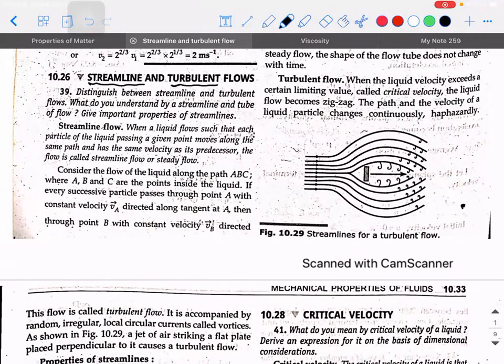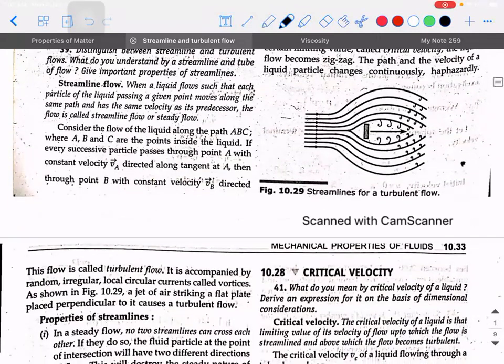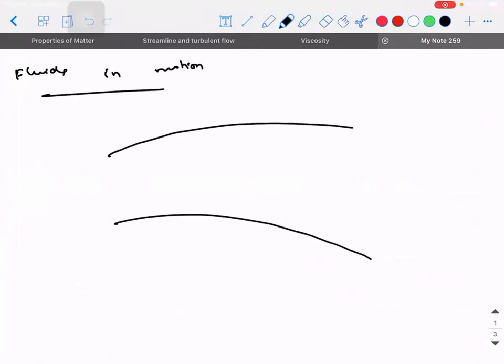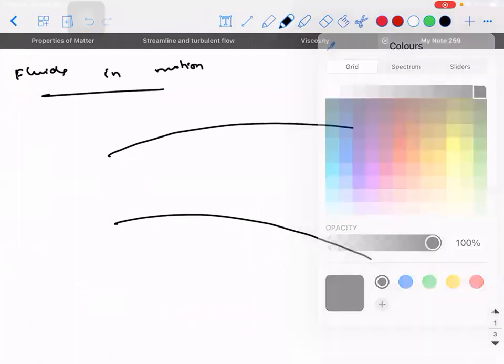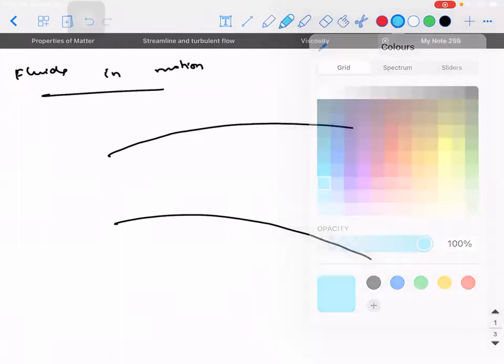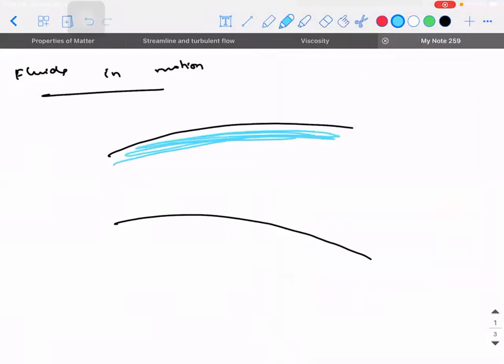Direction with which it moves and velocity. See, for example, the liquid at a given point moves. Okay. Let me say there is a tube like this. Let's say there is a tube of varying cross-sectional area, inside which there is a liquid that is flowing like this.